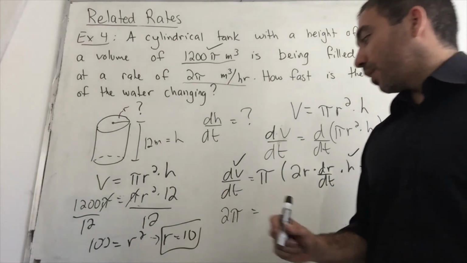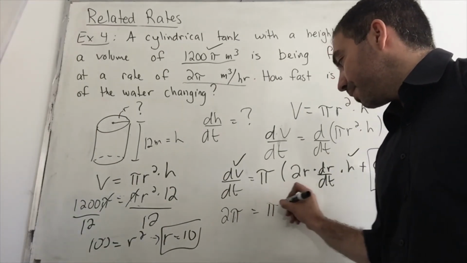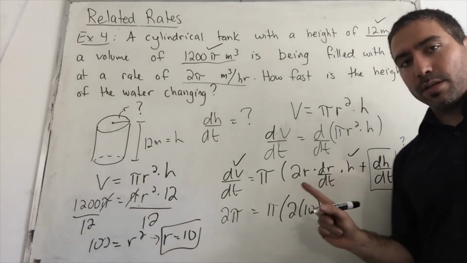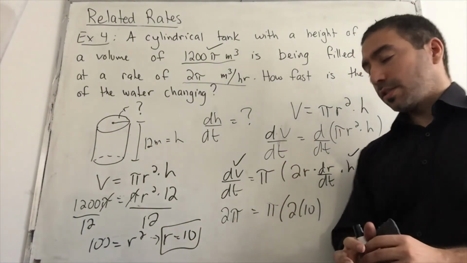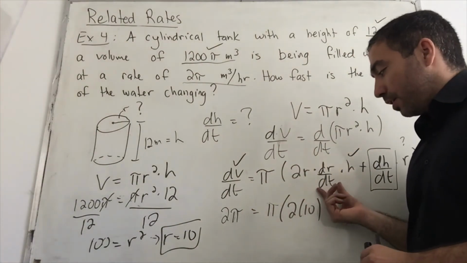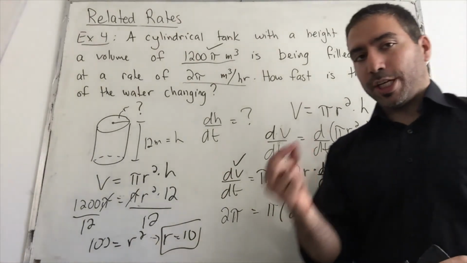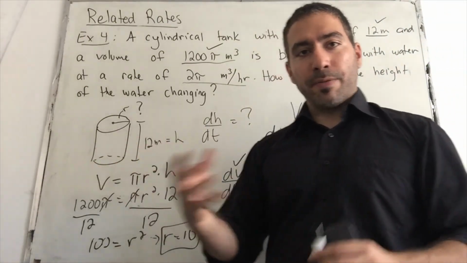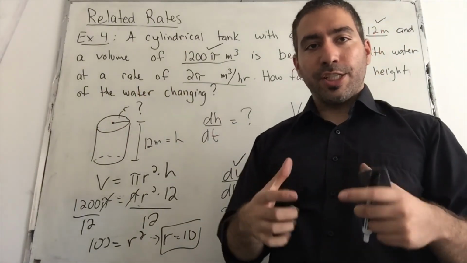Okay, so we got the radius, that's great. So let's go ahead and plug it in. Pi 2 times 10, but we don't have dr/dt. So this is why it's important to sketch the drawing. This is going to help you understand these types of problems. dr/dt wasn't given. What is dr/dt? It's the change of the radius throughout the problem. So as this cylindrical container is being filled with water, we're pouring water into it, how is the radius changing throughout that process?